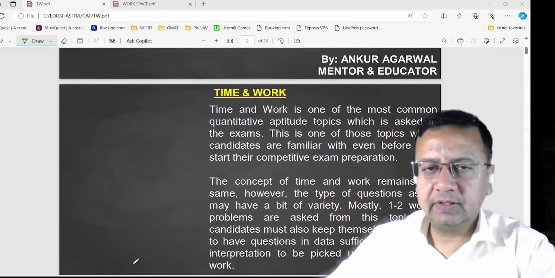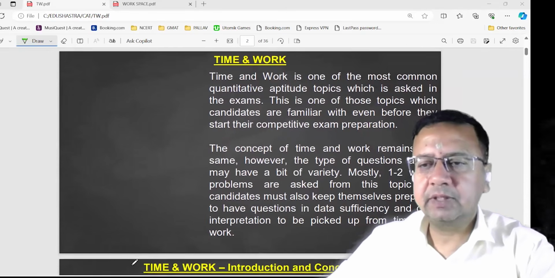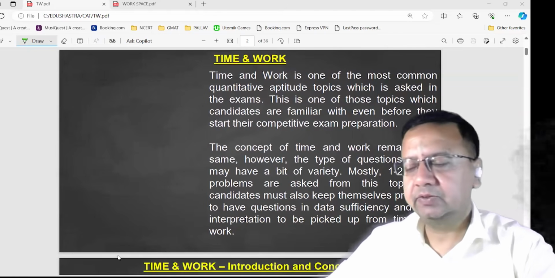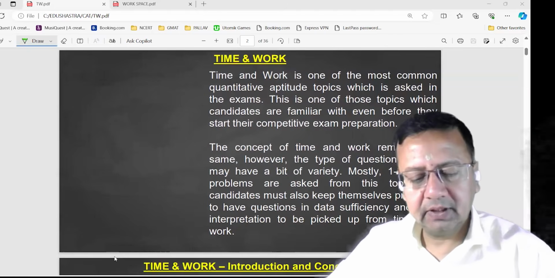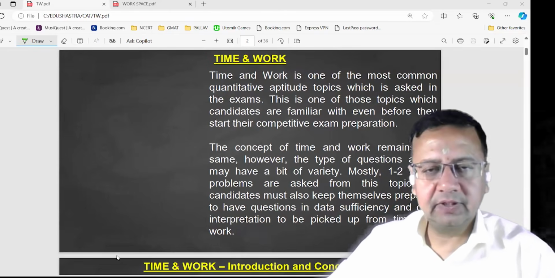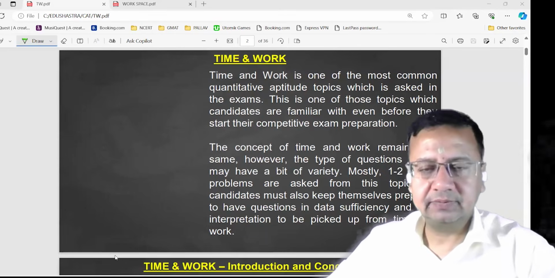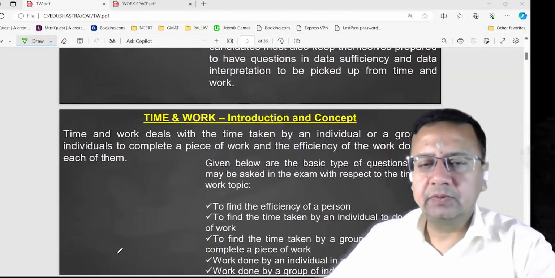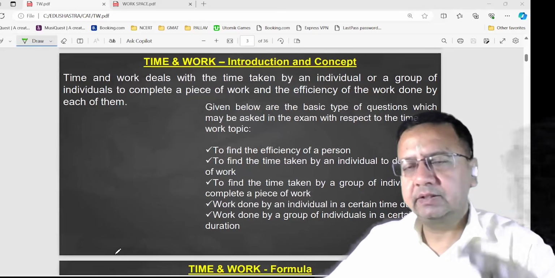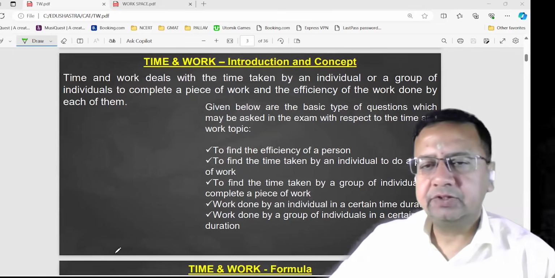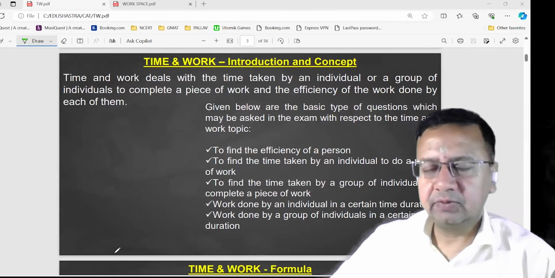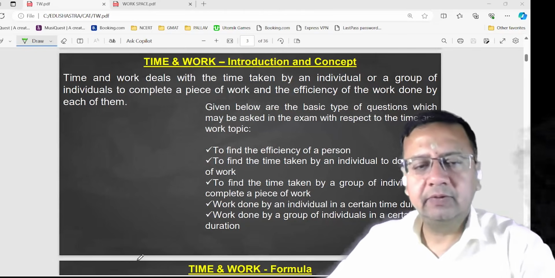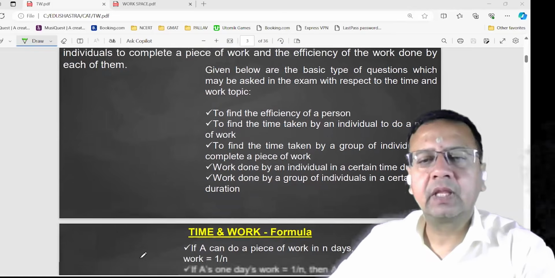A very common topic, a very important topic from the perspective of all examinations. Depending on the level of examination, the level of difficulty is different, but questions are there. Different things we find here: efficiency, time taken, amount of work. All those things we calculate in time and work based questions.